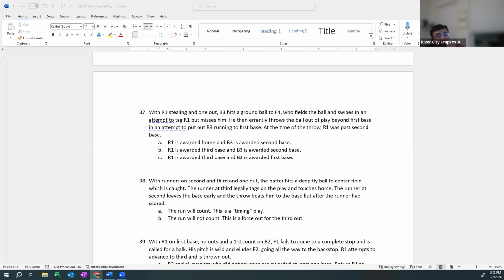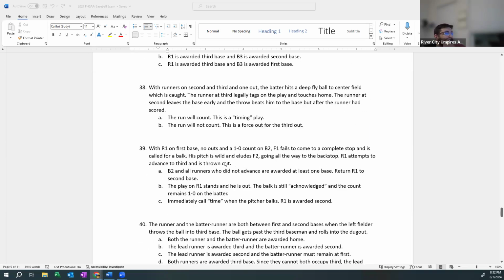I would have been doing it while I've been sitting here, by the way. I just want to go through it one more time. With R1 stealing and 1 out, B3 hits a ground ball to F4, who fields the ball and swipes in an attempt to tag R1, but misses him and errantly throws the ball out of play. I feel like we talked about that one already. We're going to move on.